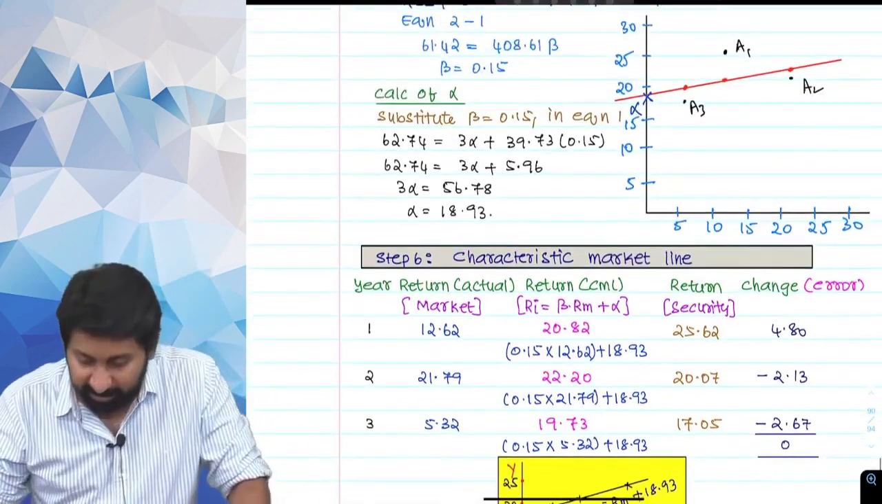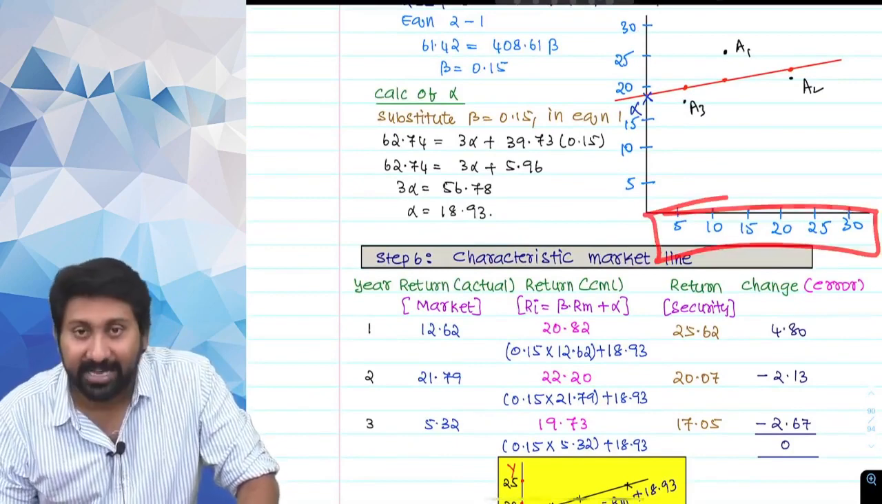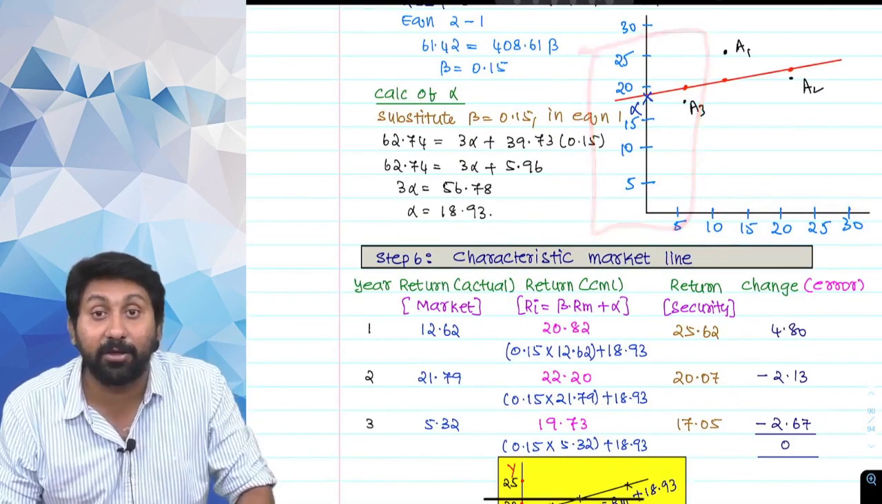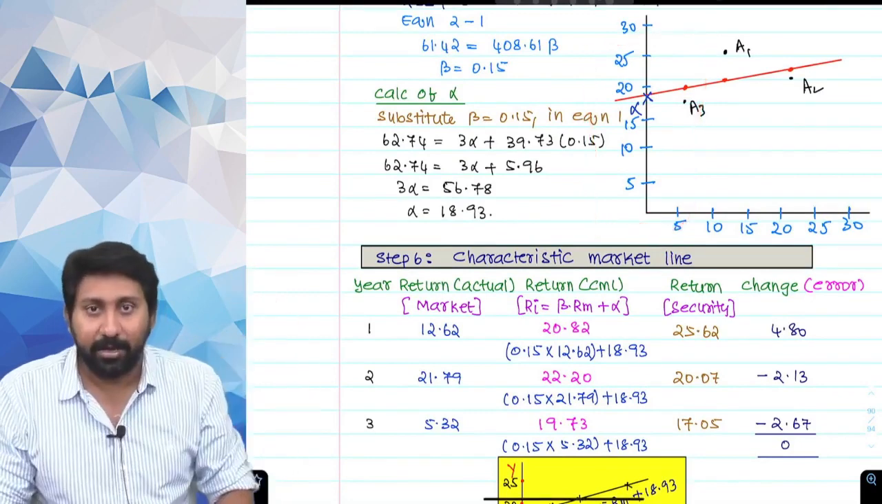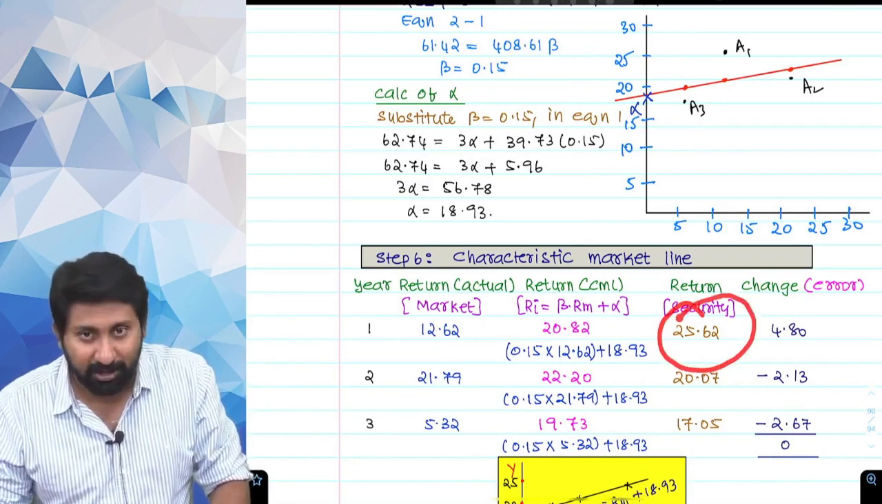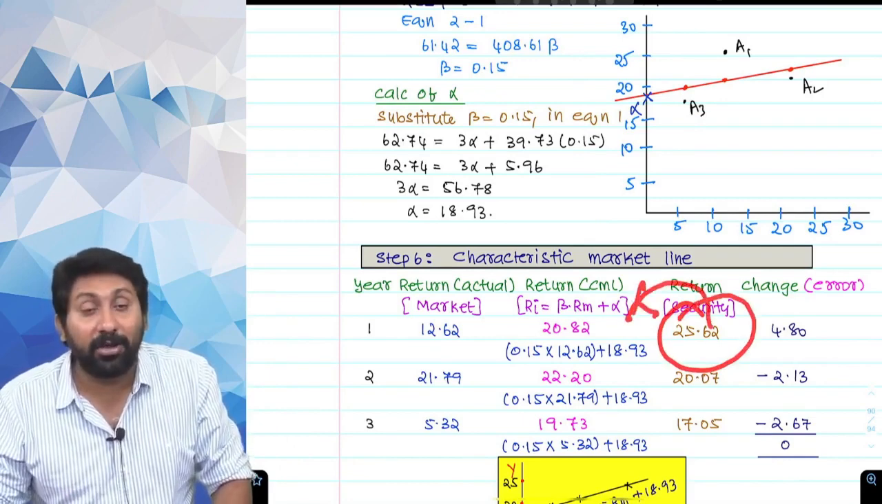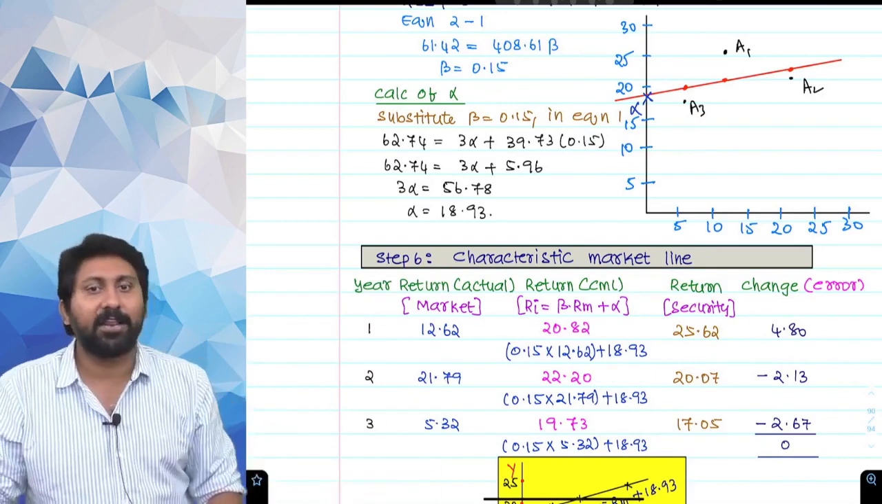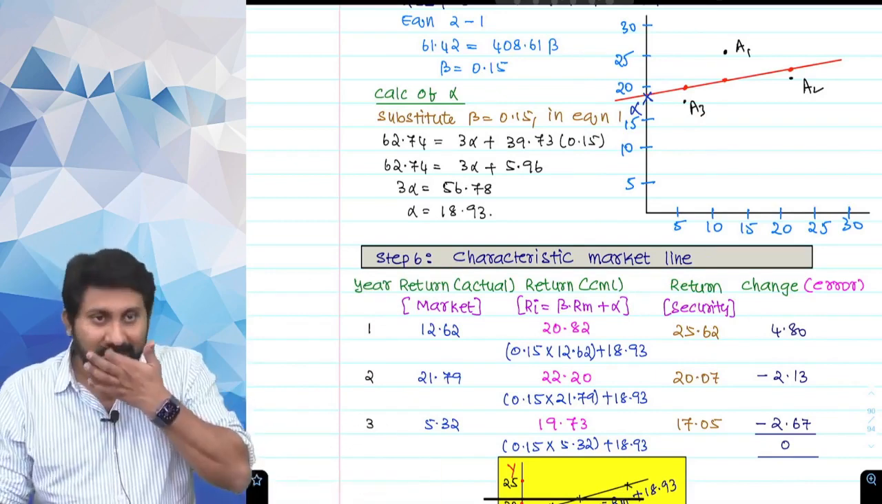When you take market on the x-axis, you should tell how much return on the security you are getting because of the market. But in the original case, 20.82 is only because of the market. Then the remaining 4.8 is because of what? Because of my company's internal factors.